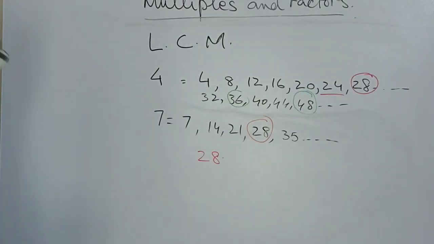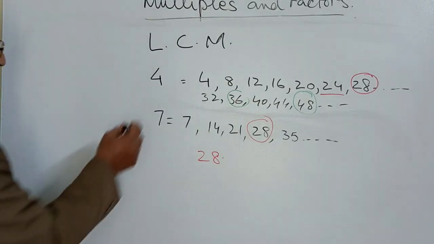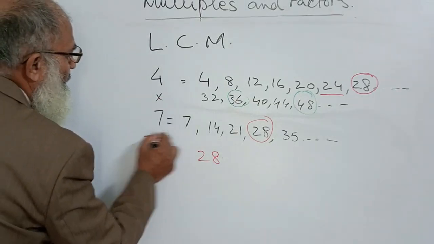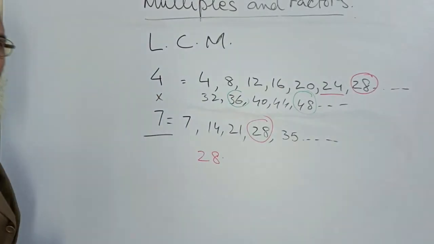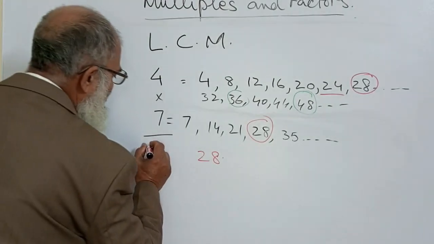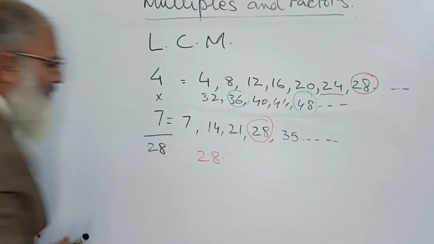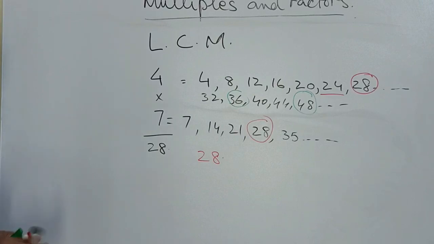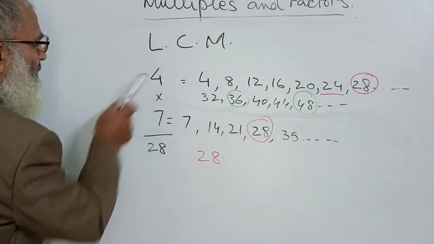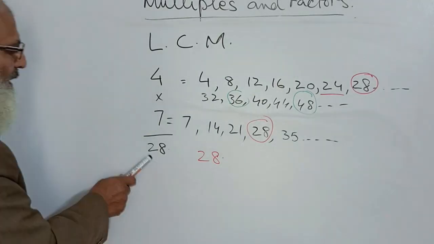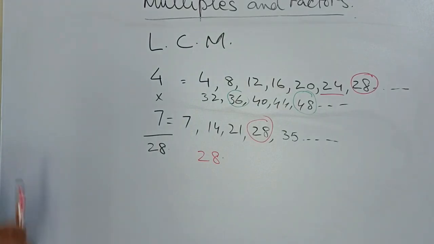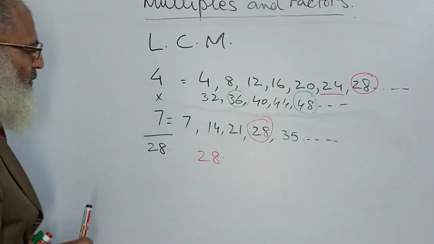But have you noticed that if I just multiply 4 and 7, what we get is 28 again. So sometimes we have to directly multiply the given numbers to get the smallest common multiple, or the lowest common multiple.